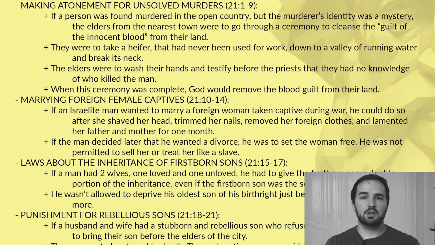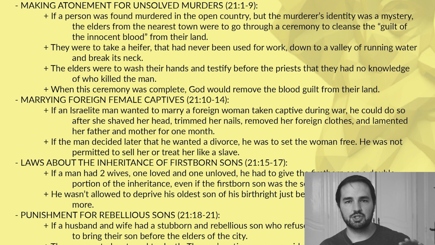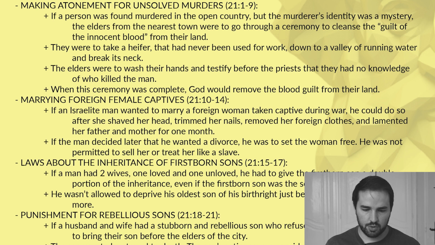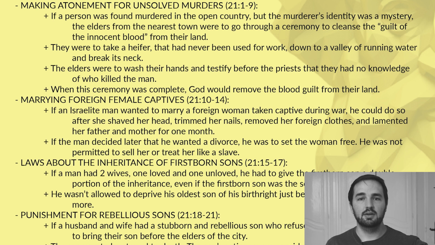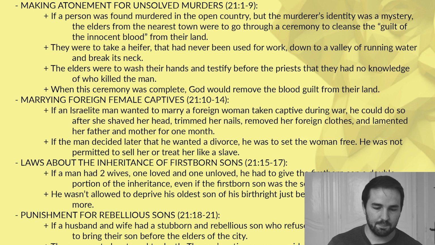Section number 2 covers something completely different. This is verses 10 through 14, marrying a foreign female captive. Now, if an Israelite man wanted to marry a foreign woman who had been taken captive during one of their battles, during one of their wars, he could do so, but first she had to go through a process. She had to shave her head, trim her nails, remove her foreign clothing, and then lament her father and her mother for 1 month. And then the man could marry her and she would be his wife.